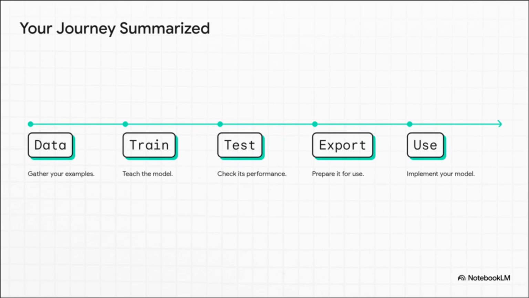Okay, let's just do a quick recap of the whole journey. It really just boils down to 5 steps. Step 1, data. Step 2, train. Step 3, test. Step 4, export. And step 5, use it in your project. That's the entire workflow, from a simple idea to a working AI.